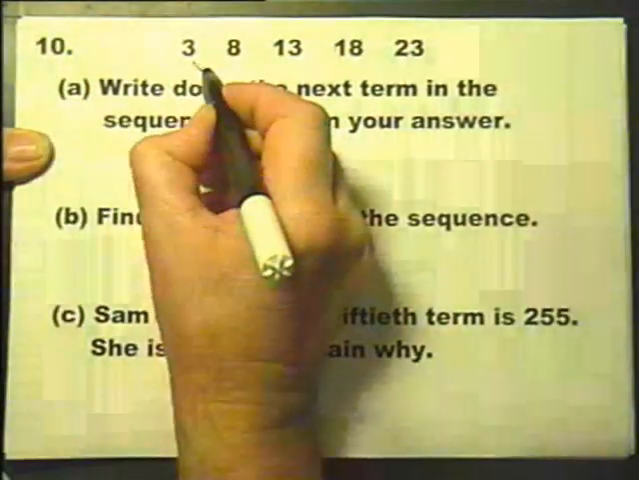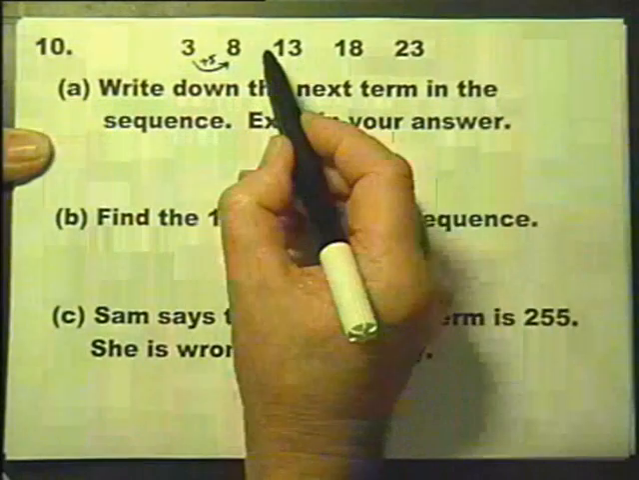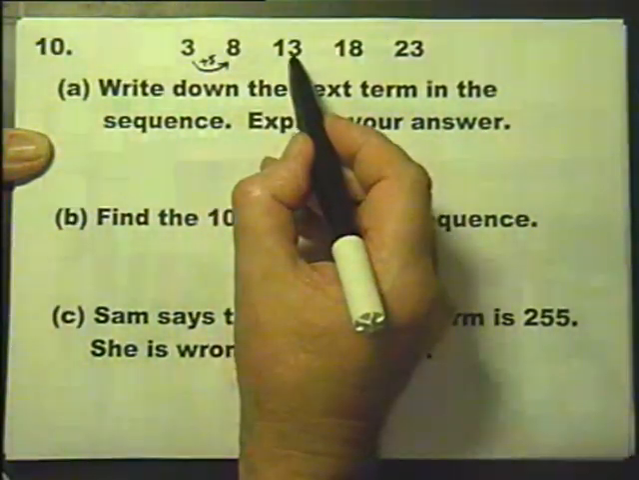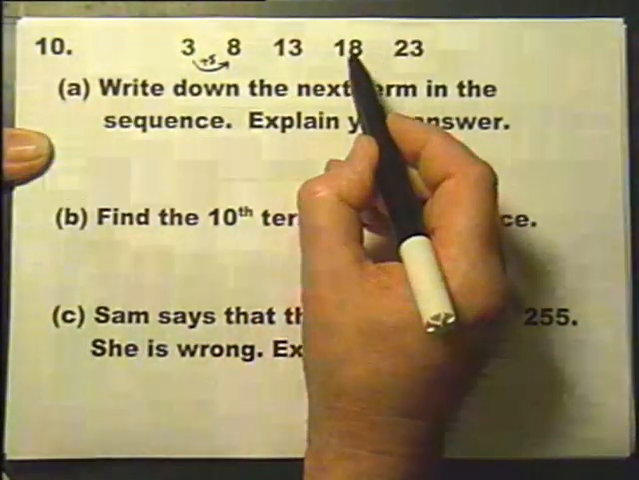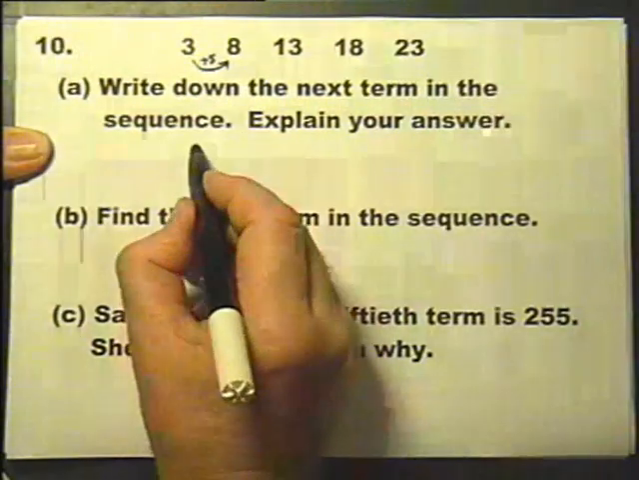So hopefully you've spotted that you need to add 5 on. Add 5 to 8 you get 13, add 5 to 13 you get 18, add 5 to 18 you get 23, so if I add 5 to 23 I'll get 28.